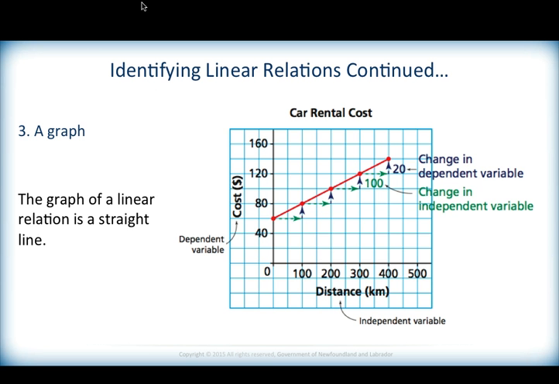Next, a graph. That might be a little more familiar to you since in grade 9 you covered linear relations and looked at different types of linear graphs. So in order for a graph to be a linear relation, it must be a straight line. Since it is a straight line, that means that the change in the independent and the change in the dependent variable is constant. So every time we go up in the dependent variable, we're increasing the cost by 20, and the distance is changing by positive 100. So therefore, the constant increase in both variables results in a linear relation.